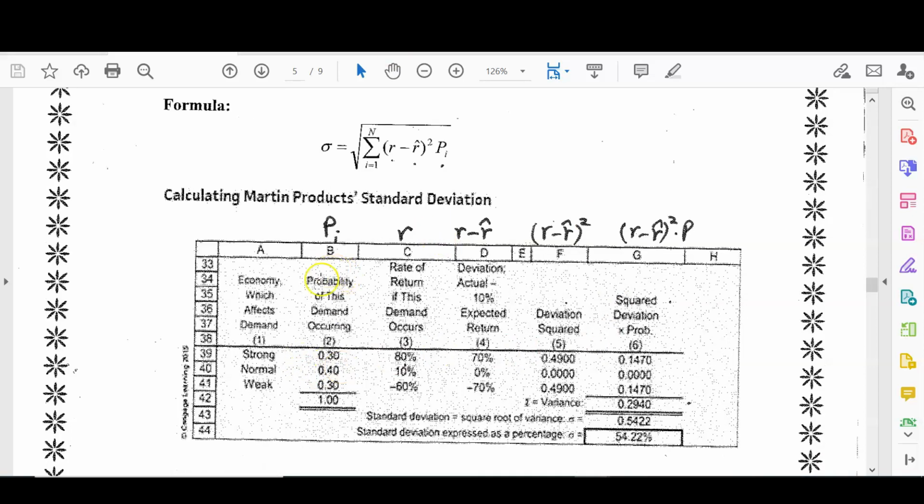Okay, so again, we know the probability of the three economies, and we know the returns of this firm in each scenario. We use R, for example, 80% minus 10%. We use return minus the expected return for each scenario. So we know the deviation of the actual return in each scenario minus the expected return. And then we square the deviation, multiply by probability again, add up. So we have the variance, and then we square root it. So we have the standard deviation.